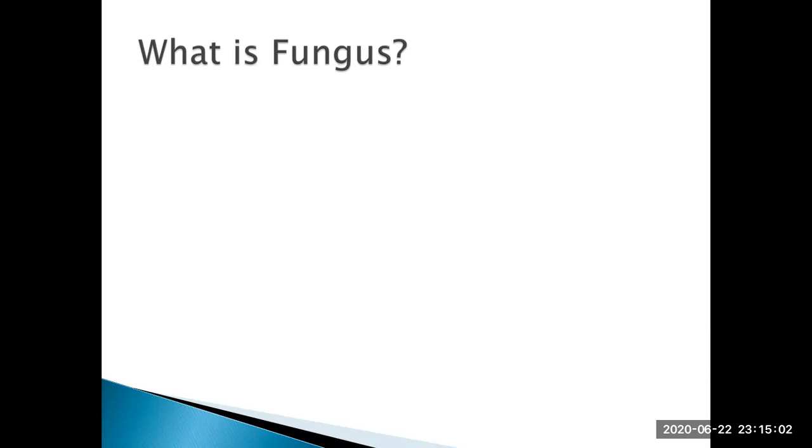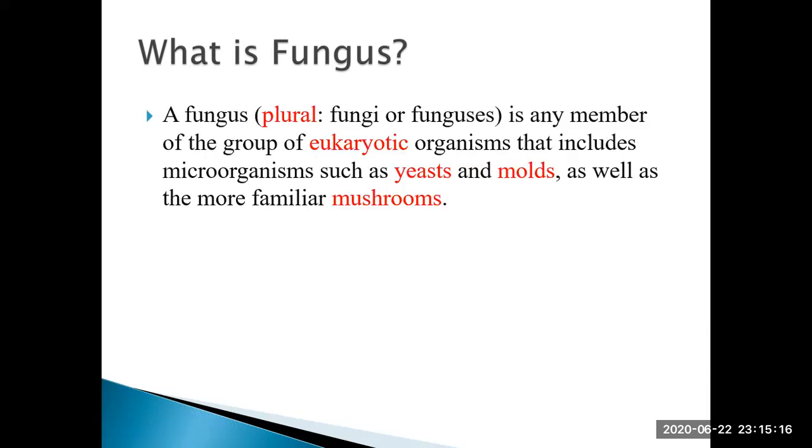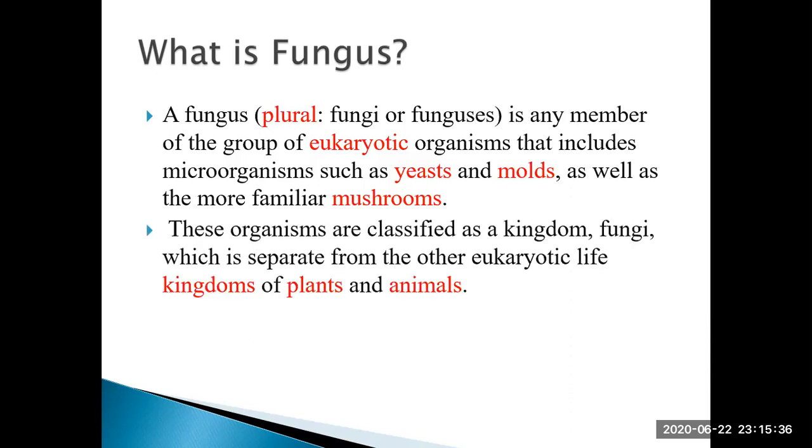With that, it also has a chitin cell wall, and it contains mycelium and hyphae. Besides this, we also know some other characteristics. As we know, fungus is singular and its plural is fungi. It is a member of the eukaryotic group, and examples of that group are yeast, mold, and mushrooms, which you are very familiar with. These organisms are classified as the kingdom Fungi, which is separate from other eukaryotic life like plants and animals.